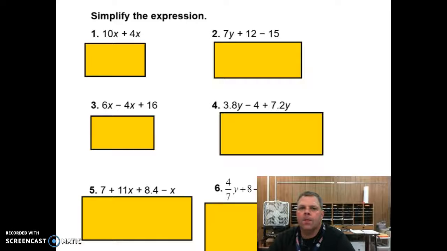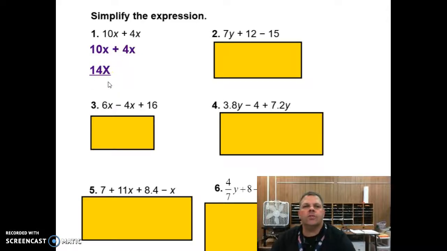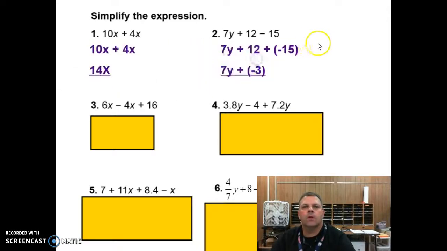Welcome back. Hopefully you are starting to understand simplifying expressions. In the first problem I have 10x plus 4x, these are like terms. 10x plus 4x equals 14x. In the second problem, I know that 12 plus negative 15 are like terms. Different signs subtract. 15 minus 12 is 3. We take the larger sign, negative 3, and we keep 7y. 7y plus negative 3 is the answer for the second problem.